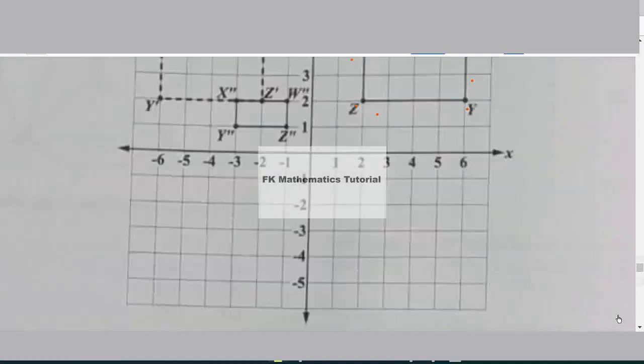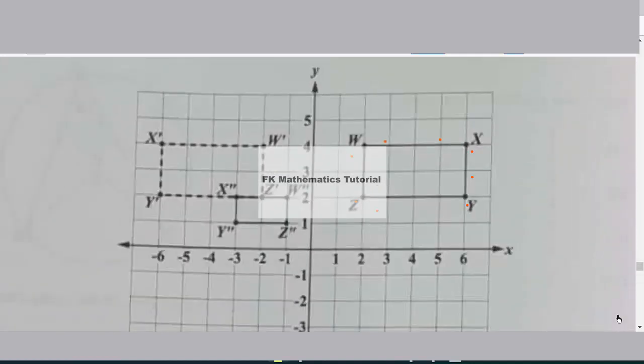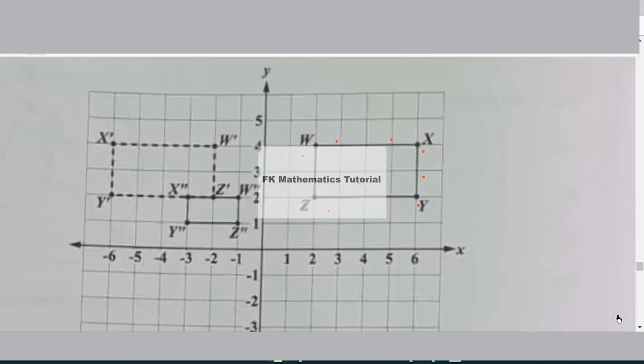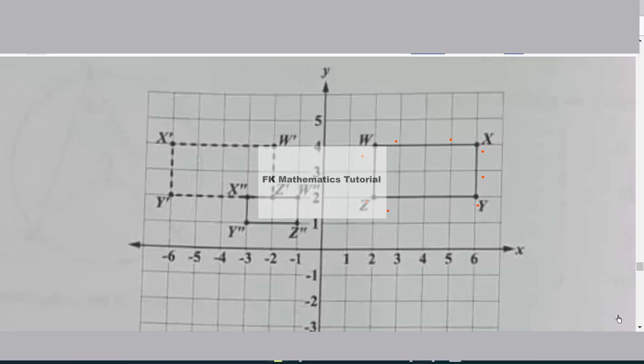So let's check that. The first one says translation of 8 units to the left. Let's check whether that statement is true. If that is true, then the distance between Z and Z double prime should be equal to 8. But that's not true. That distance from here to here is not equal to 8 units. So the first option is out.